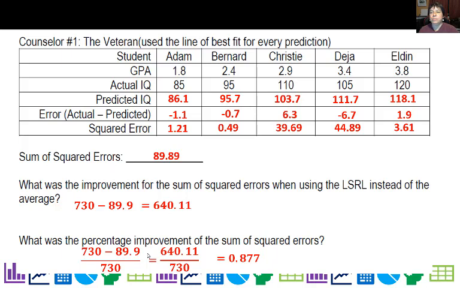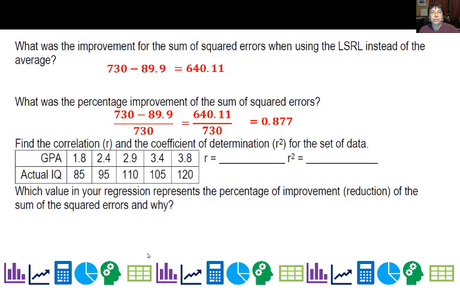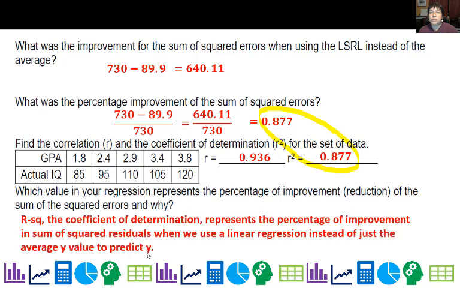Well, let's go ahead and look at these two pieces again. And we're going to actually use the calculator to determine the correlation, R and R squared. Do you notice that there's something matching here? Our R squared is the same as the percentage of improvement for the sum of the squared errors. So basically, R squared, which is the coefficient of determination, is not only the percent of explained variability, it also is the percentage of improvement in the sum of squared residuals when we use a linear regression instead of just using the average y value to predict y.